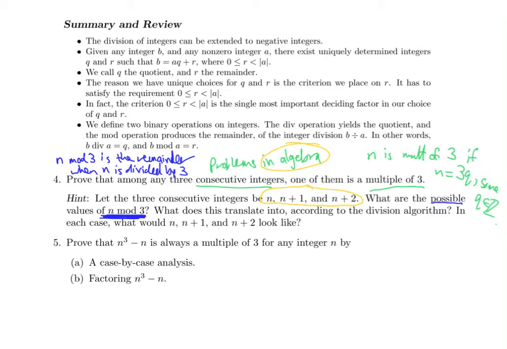In fact, it might be better if I use a different letter instead of Q, since we used Q so much. Maybe I will use, let's say x. N equals 3x for some x in Z.